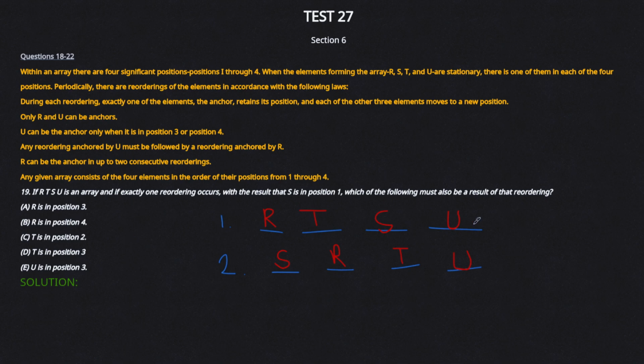So let's just see. Which of the following must also be a result of the following reordering? Okay, so R is in position number 3, no, not correct. R is in position number 4, incorrect. T is in position number 2, incorrect. T is in position number 3, yes, it is correct. And U is in position number 3, it's not correct either. So the only correct answer is D. T has to be at position number 3.